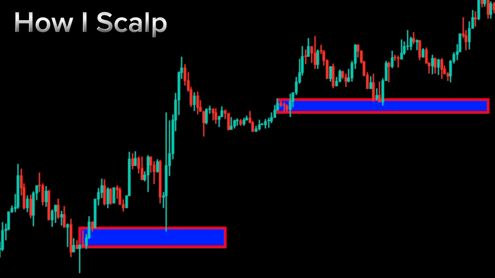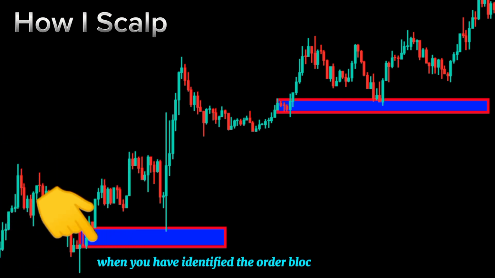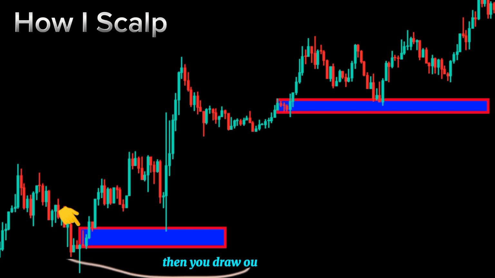When you have identified the order block key entry zone, then you draw out a box from it. We use the key entry zone because it's not wise to just buy at any point in the market randomly, just because you are in an uptrend.